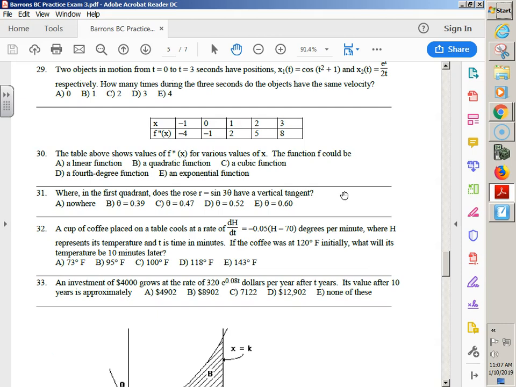Why do I know that 30 can't be A? A linear second derivative would be 0, right? First derivative is a constant, second derivative is, okay. Quadratic. How do I know that this one's false? Derivative of like 3x squared would be 6x. That doesn't work. Cubic. Oh, that could be changing. 4th degree, exponential.